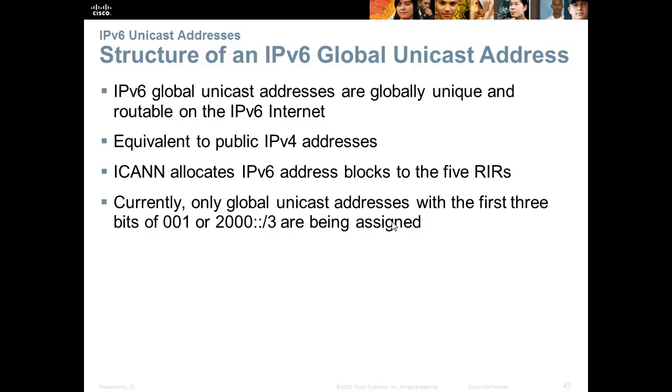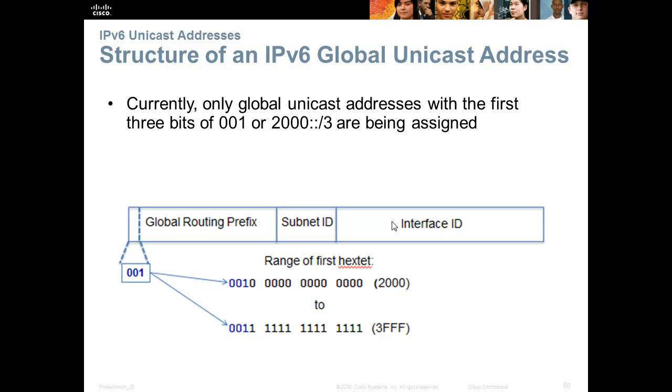Whenever we see that 2000 or 2001 for that first hextet, we should be thinking to ourselves, this is a global unicast address. The actual range, currently, right now, since they're only handing out the 001, would be between 2000 and 3FFF. But more than likely, again, you're going to see something that starts with a 2.